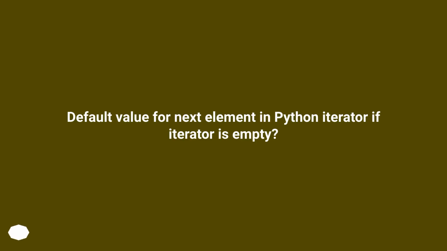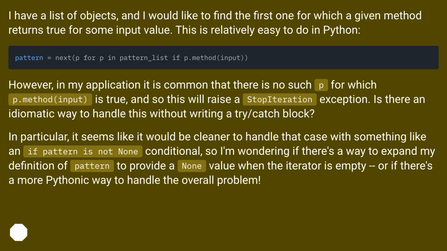Default value for next element in Python iterator if iterator is empty. I have a list of objects, and I would like to find the first one for which a given method returns true for some input value. This is relatively easy to do in Python.